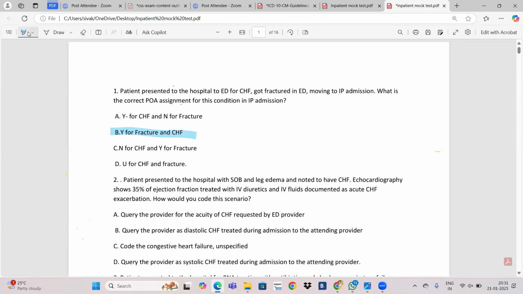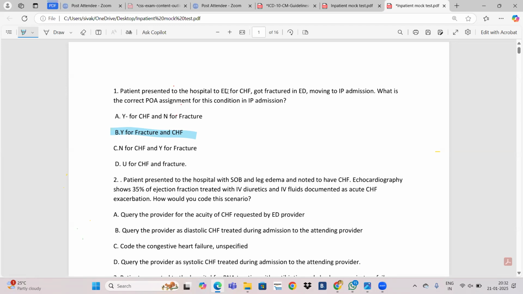Sir, ED is also part of inpatient, no? Before moving to the IP, ED was the outpatient department. But when they ask what indicator you will give for the emergency department, it was outpatient, okay? It will come under the inpatient record, you are asking, right? While working on the IP record, you will get the emergency department note.